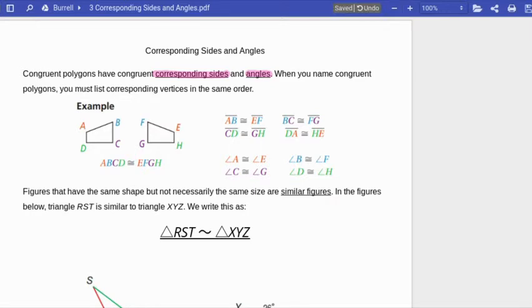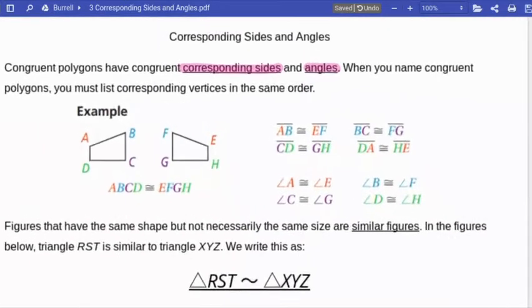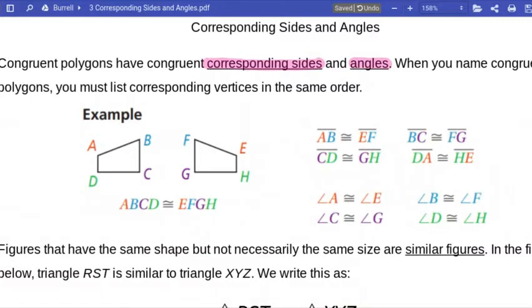When you name congruent polygons, you must list corresponding vertices in the same order. So here we have a pair of congruent figures. We have figure ABCD, and we also have figure EFGH. You'll notice that I just named them in an order that was very specific because their corresponding parts have to be in the same position of their name. In other words, since A came first in my first figure and E is the corresponding part to A, then E must also come first in the name.